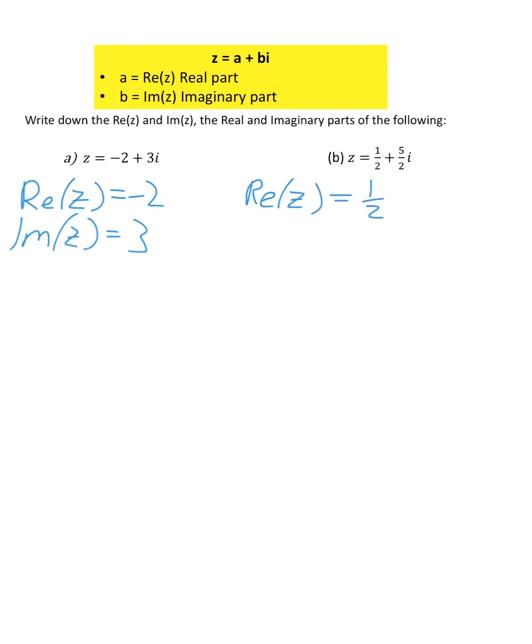So if you look at the examples here. If z is equal to minus 2 plus 3i, that means the real part of z will be equal to minus 2, and the imaginary part of z is equal to 3. The other example, we have z is equal to a half plus 5 over 2 i. So the real part of z will be equal to a half. Then the imaginary part, whatever part is with i, so Im of z is equal to 5 over 2. And that's it.